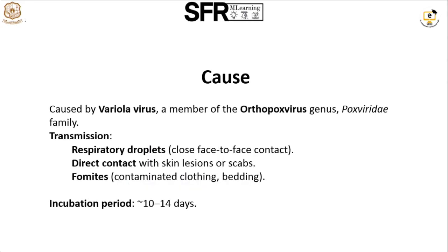This is the oval type of smallpox virus. The main cause is the variola virus, a member of the genus Orthopoxvirus, family Poxviridae. It is transmitted through respiratory droplets during face-to-face contact, direct contact with skin lesions or scabs, and fomites, such as contaminated clothing and bedding. The incubation period is around 10 to 14 days.